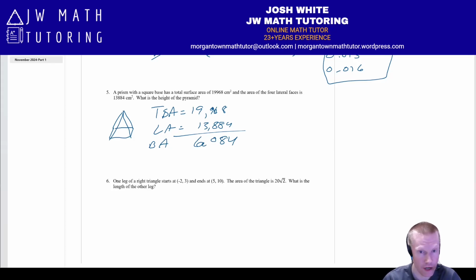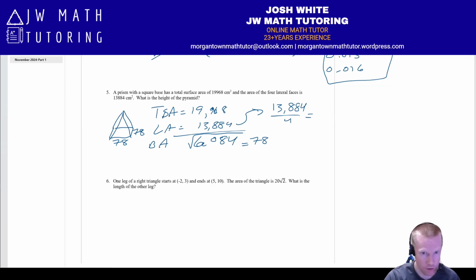Now, since the base is a square, to find the length of each side, you're just going to square root that. So if you do that, you're going to get the length of each side as 78. So each edge here for this base is just 78. Next, we have to take the lateral area and divide it by 4 to find the area of one triangle.